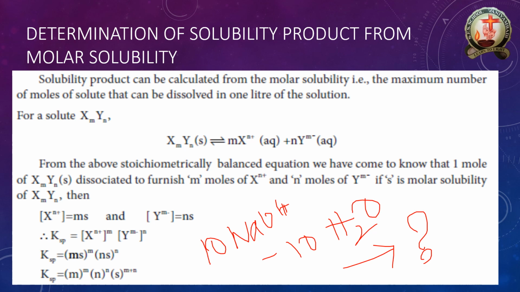Molar solubility is the maximum number of moles of solute that can be dissolved in 1 liter of the solution. For the solute XmYn, this all comes under moles, and we can get different ratios of moles. From the stoichiometrically balanced equation, we come to know that 1 mole of XmYn is dissociated to furnish m moles of X to the power n plus, and n moles of Y to the power m minus. If S is the molar solubility, then XmYn is then.